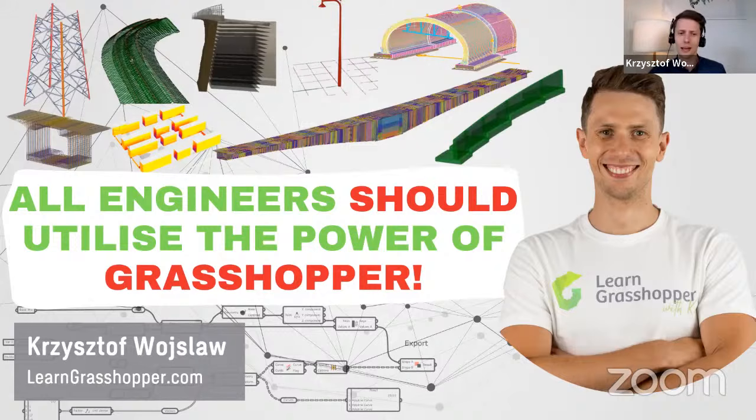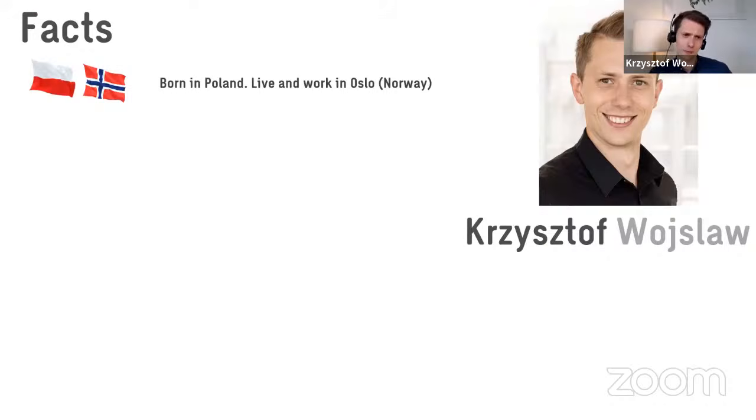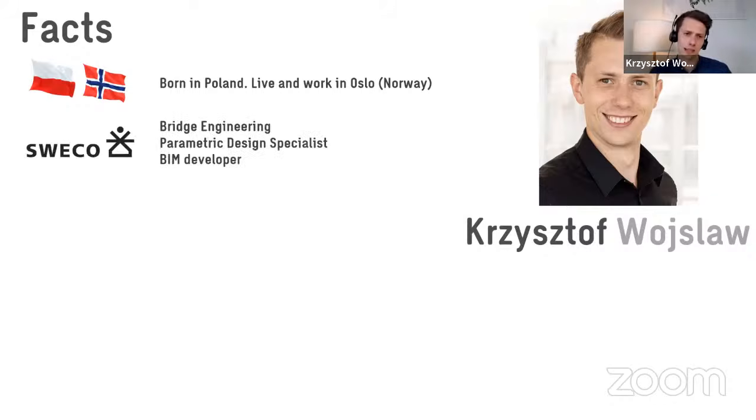So for those who haven't heard about me, my name is Krzysztof Wojslaw. I'm Polish. However, for the last 8 years I've been living in Norway, and for the last 5 years I work as a bridge engineer at Sweco, one of the biggest European consultant companies, where I work as a parametric design specialist. At the beginning, my job was to introduce parametric design in the bridge department. However, afterwards, I tried to implement a parametric approach in really different disciplines in the whole company.